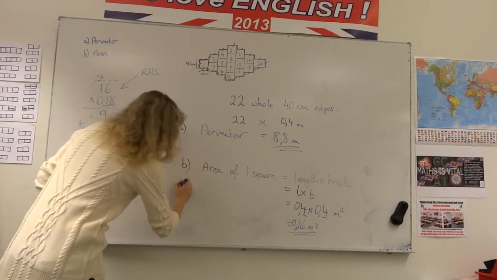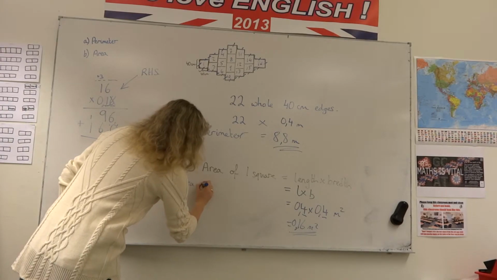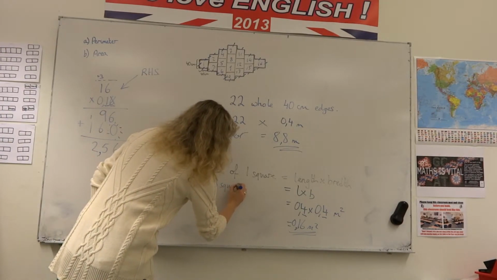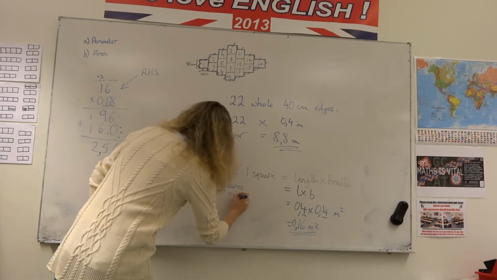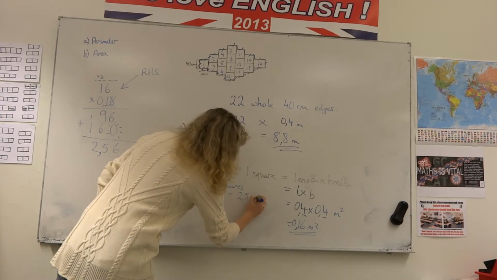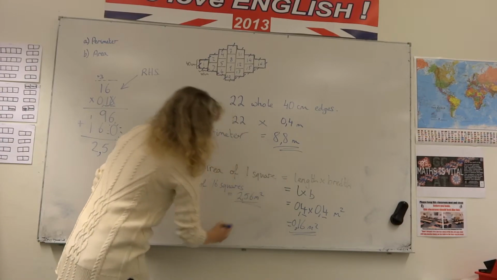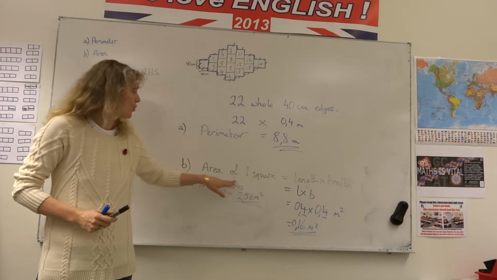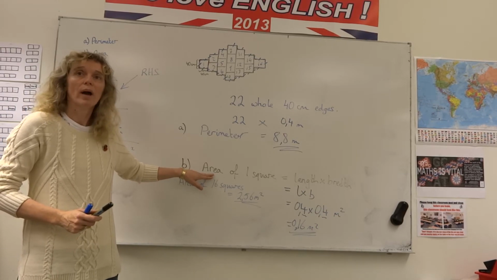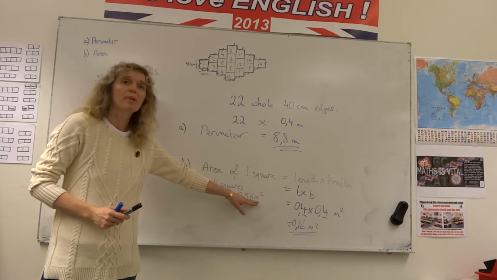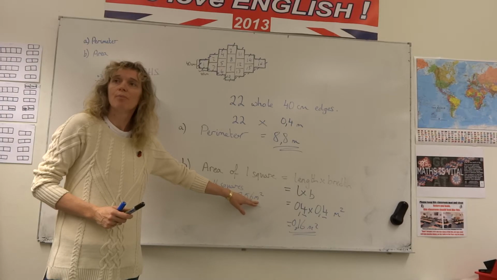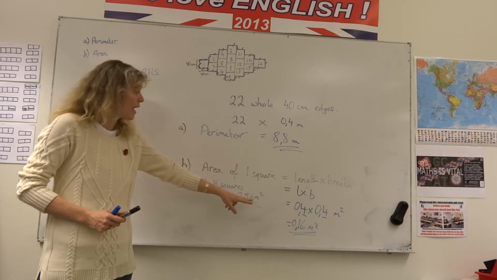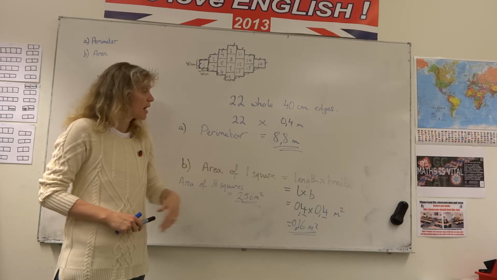So the area of 16 squares equals 2.56 meters squared. And it has to be a square unit when we're talking about area, always. Don't just put meters here. We can only talk about meters if we're talking about a perimeter or a length. If we're talking area, we always have meters times meters.